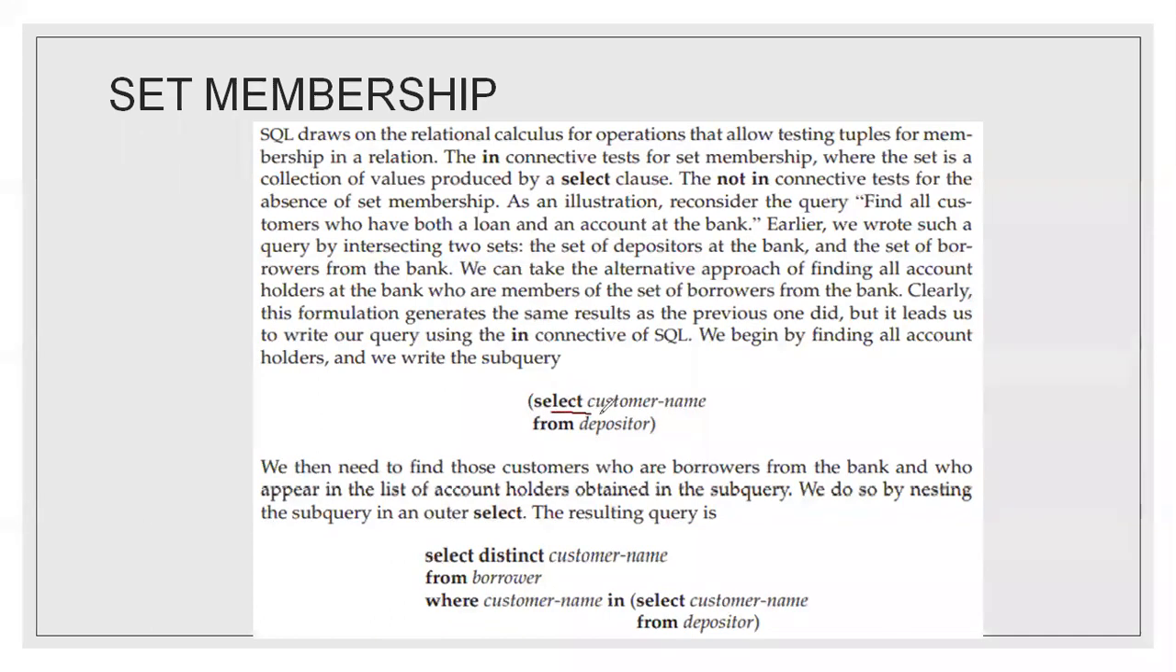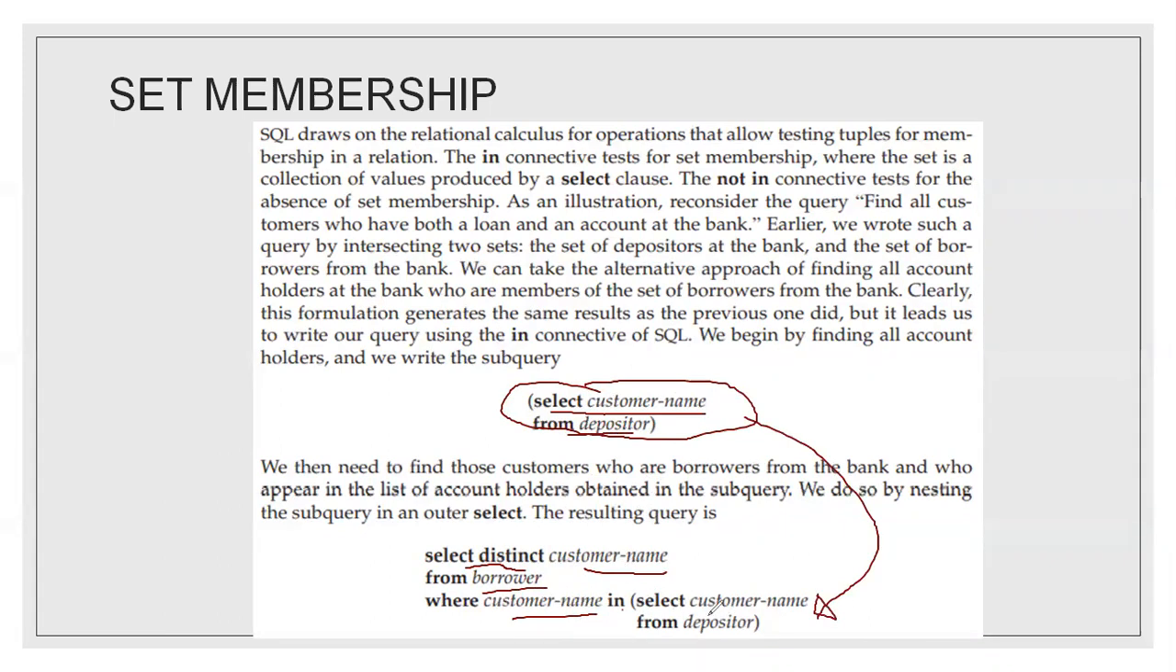See here, select customer name from depositor. So depositor is the table from which we want customer name. Now, how is this particular query used in a nested subquery? See, select distinct customer name from borrower, where customer name in, this is another query. Whatever is written here, this query is written again here.